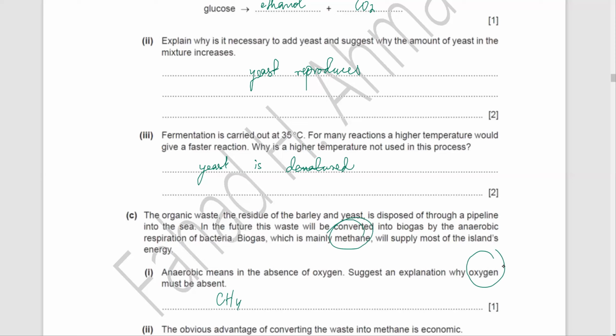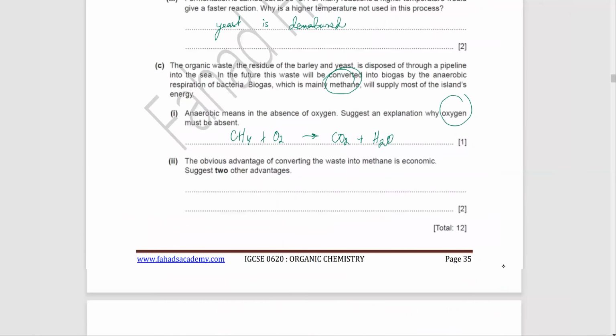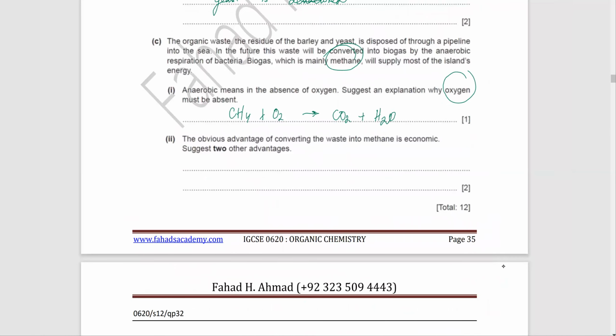That's your gas in your heater. So if there's oxygen present, methane would react with oxygen and it would produce carbon dioxide and water molecules. Okay, so you don't want oxygen to be there. For example, in your gas pipeline, you don't want oxygen to be there. I mean, there would be an explosion.